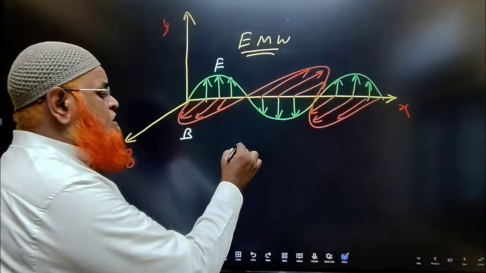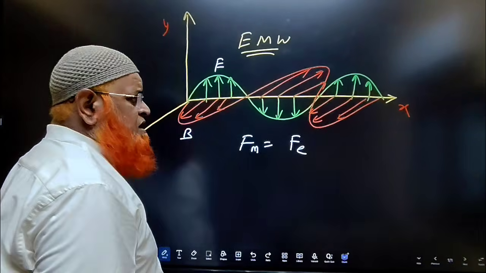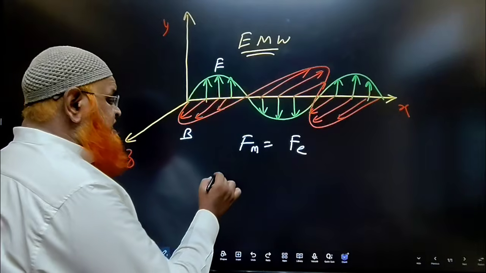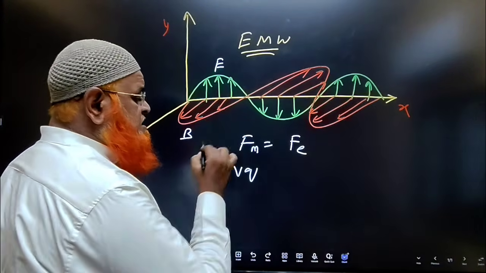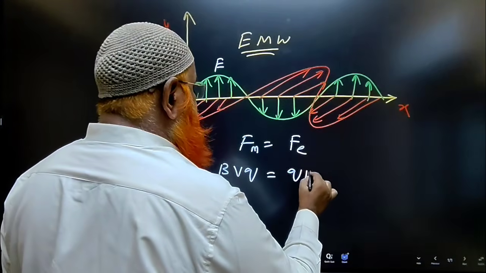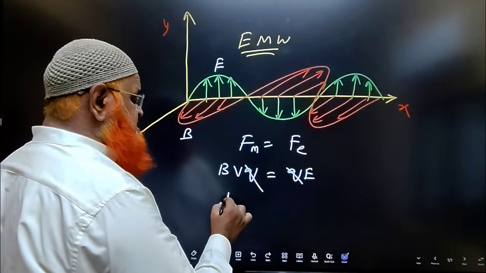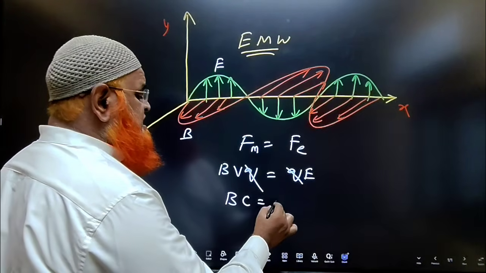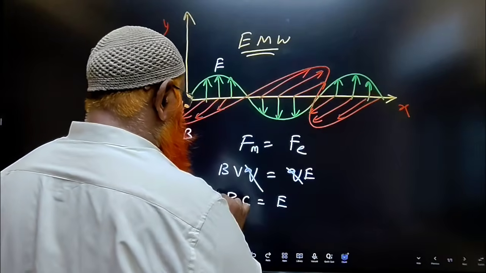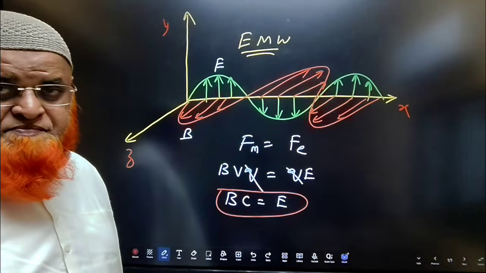Now here, the force acting by both the waves is going to be the same. What is that? The force acting because of the magnetic wave and the force acting because of the electric wave will be the same on this wave. What does it mean actually? See, the magnetic force is given by BVQ sin 90, whereas the electric force is given by the force formula Q into E. So Q gets cancelled. Instead of V, we write C here.